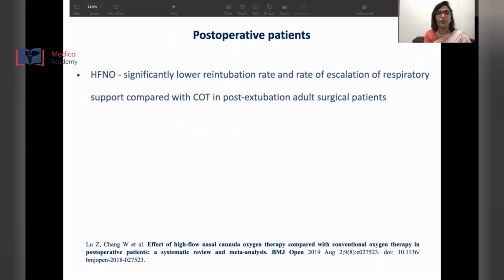In post-operative patients, HFNO has been found to have significantly reduced the re-intubation rate and also rate of escalation of respiratory support compared to conventional oxygen therapy. And this has been found in adult surgical patients who have been extubated. But there has been no difference in the incidence of postoperative pulmonary complications or mortality as per some studies.